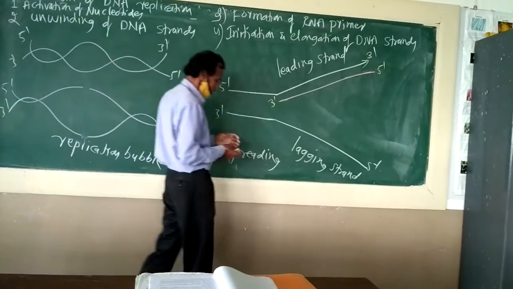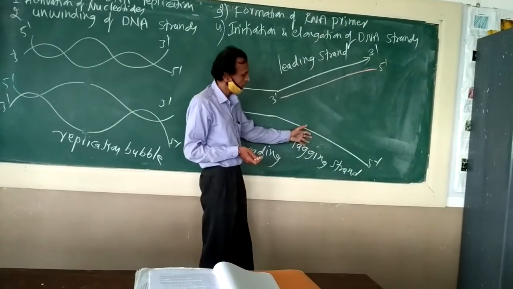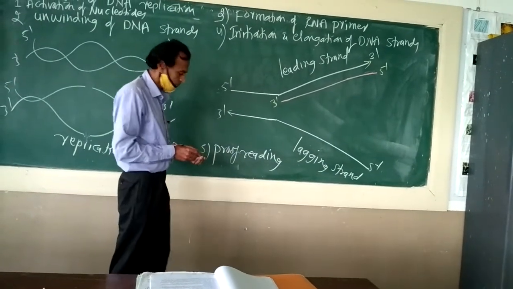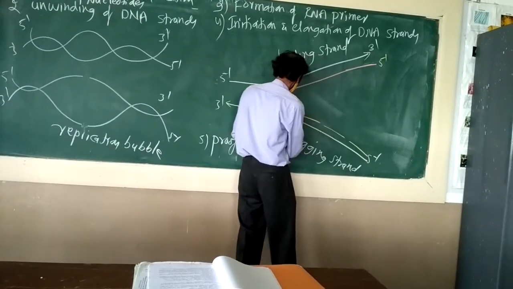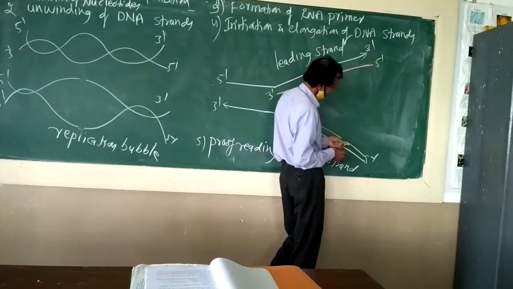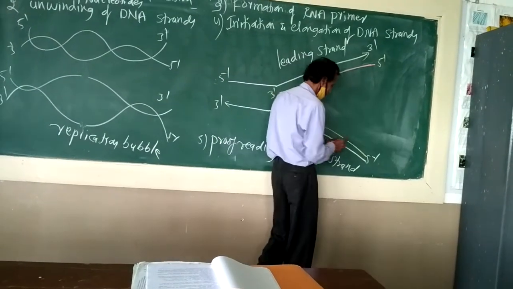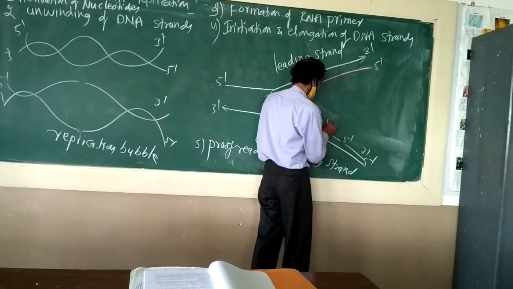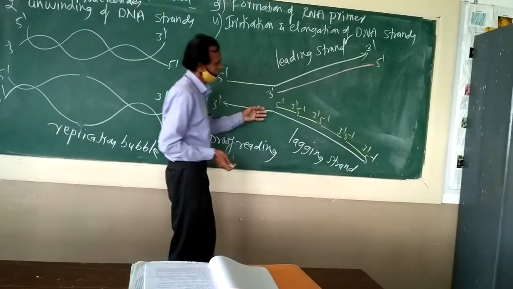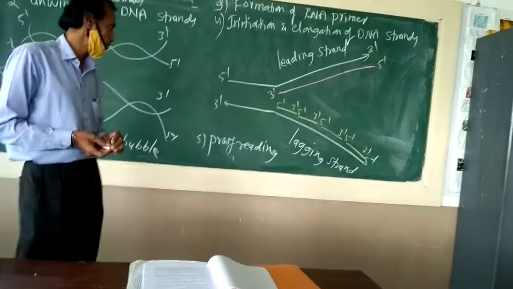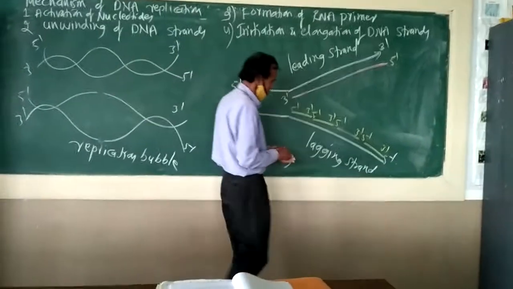On the other strand, its polarity is 5' to 3' backwards. Here DNA is not produced in a continuous manner. It is in the form of fragments. Those fragments are called Okazaki fragments, and each time a primer is used and DNA is produced in the form of small segments. 5', 3', 5', 3', 5', 3'. Like this on the lagging strand, the strand having polarity 5' to 3' backwards, DNA is produced in the form of fragments or short segments.